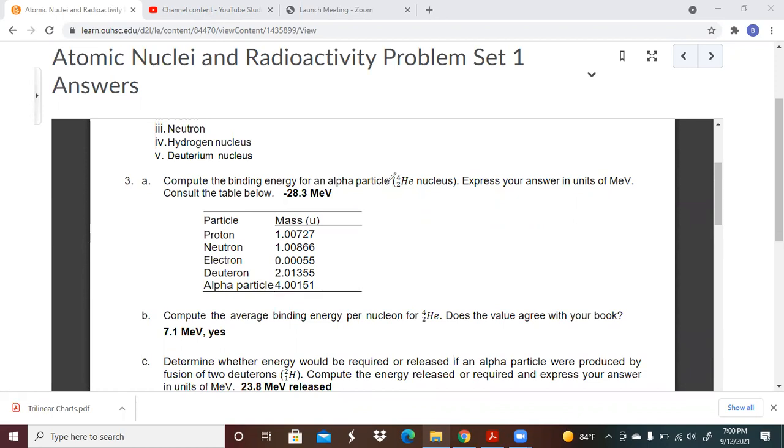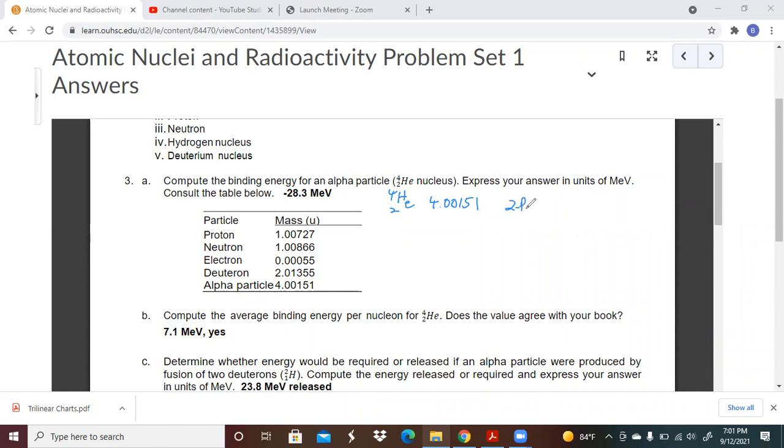All right, so let's take a look here at number 3. We're going to compute the binding energy for an alpha particle. Now, what do we know about the alpha particle? The alpha particle, we know, is going to have 4.00151 as its weight. What do we know that is in an alpha particle? Well, this is going to be a helium nucleus, so no electrons. But we know we have 4 nucleons, 2 of which are going to be protons.